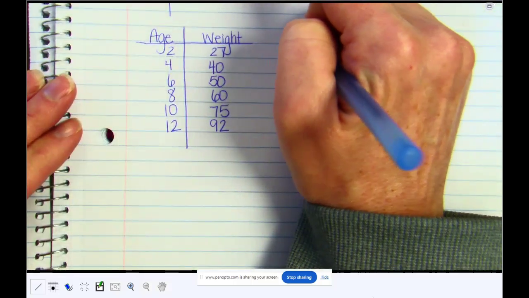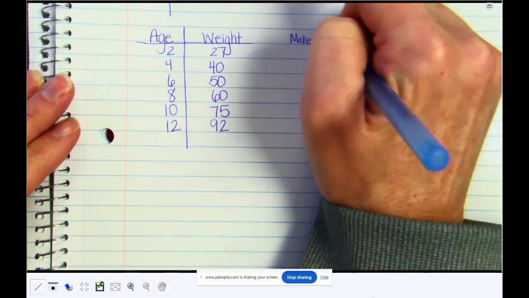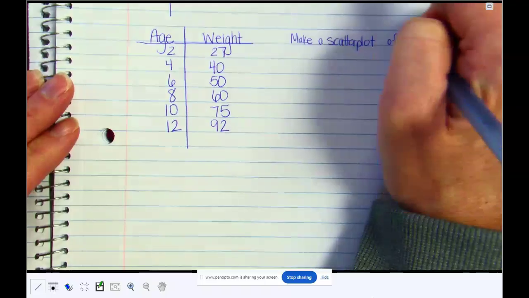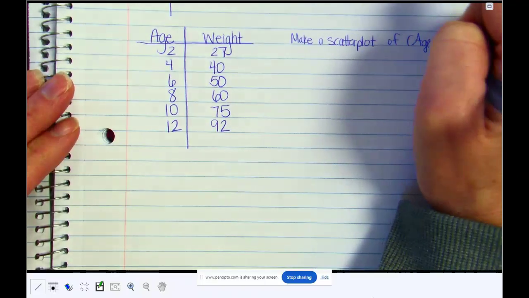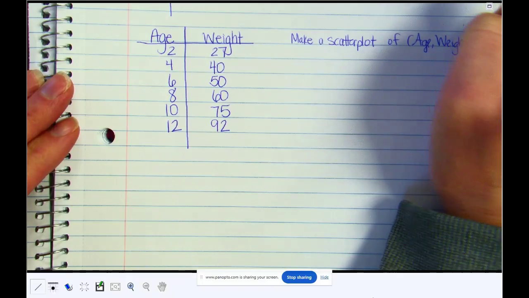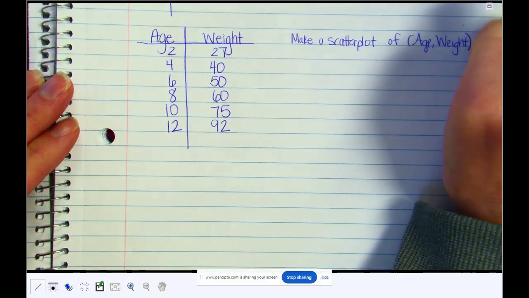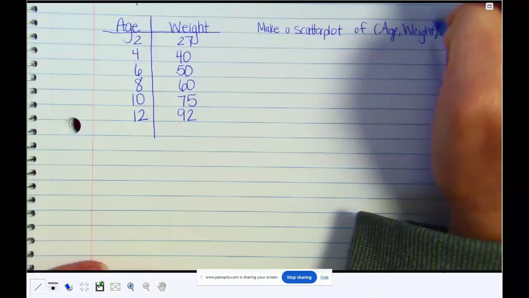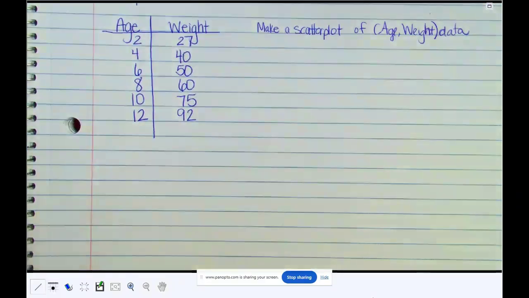The kind of thing this would look like on your paper might say something like, make a scatter plot of (age, weight) data. This is weight. It looks a little bit funny, but that's the word weight. It just kind of ran together.